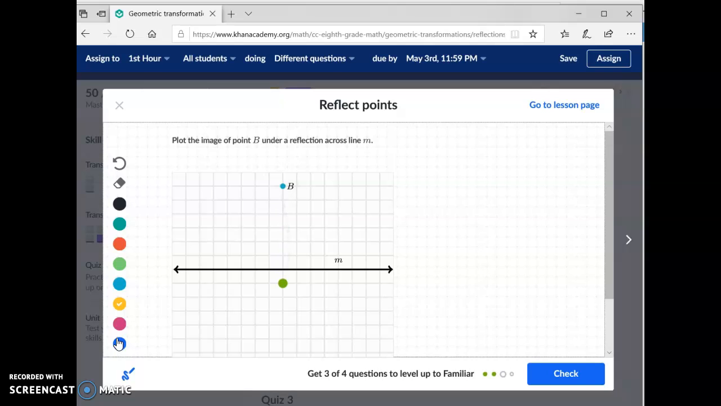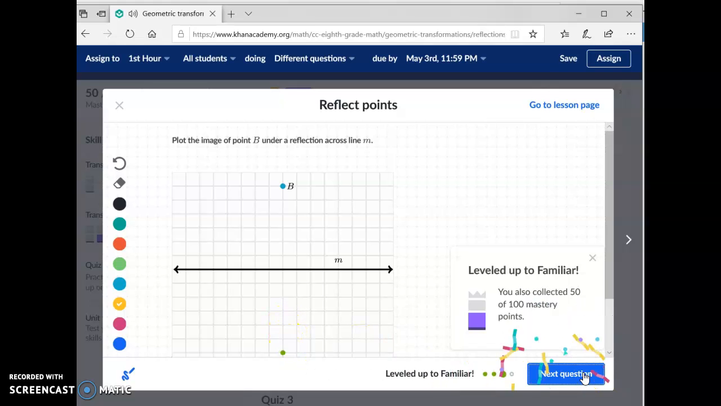So I'm going to do that same thing, but on the other side. So I'm still staying right here, but I'm just reflecting across. So 1, 2, 3, 4, 5, 6. I think that's 6. Let me count again. 1, 2, 3, 4, 5, 6. Okay, we got it. I'm going to go ahead and check this.